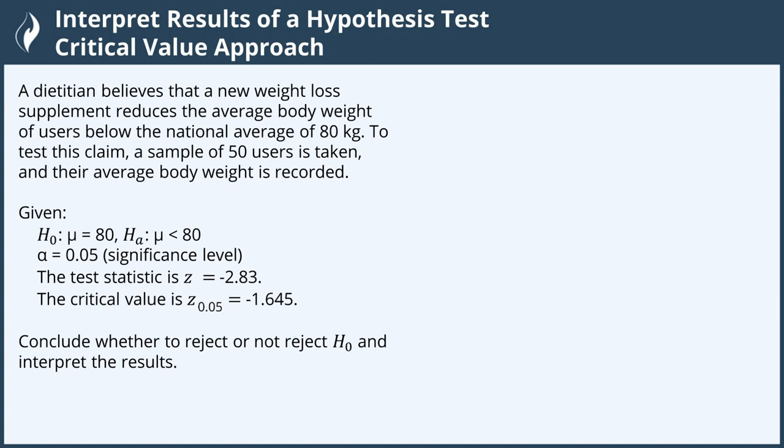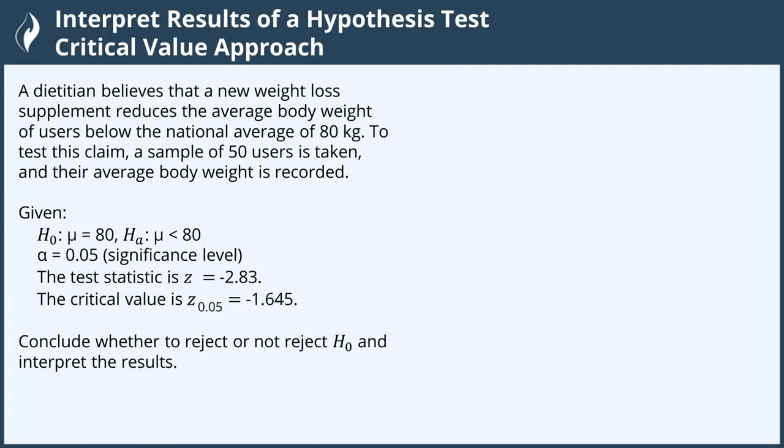recorded. Given the null hypothesis is the average equals 80, and the alternative hypothesis is that the average is less than 80. With a significance level of alpha equaling 0.05, the test statistic is z equals negative 2.83, and a critical value of z sub 0.05 equals negative 1.645. Conclude whether to reject or not reject the null hypothesis and interpret the results.